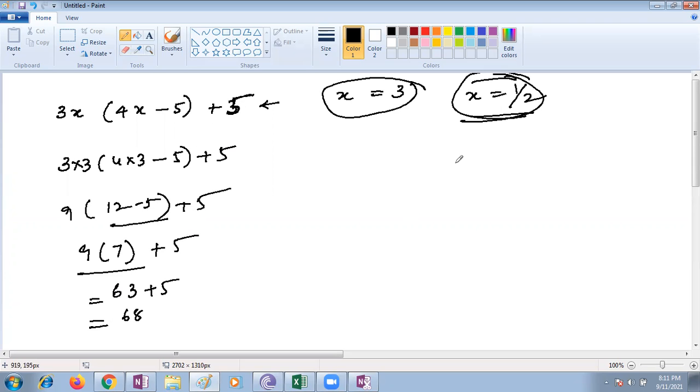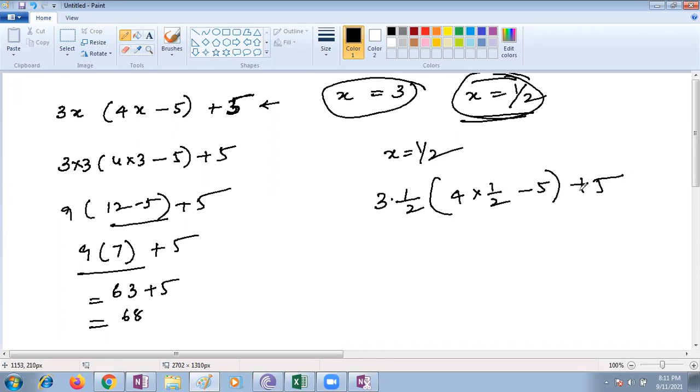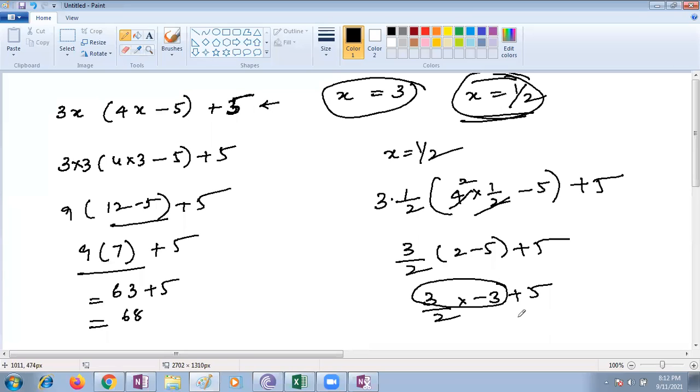Same way, if you substitute x equal to 1 by 2, what is the value? Ma'am, it will become 3 by 2 into 3 by 2, into 1 by 2, minus 3, ma'am. 4 into 1 by 2 minus 5. Ma'am, minus 9 by 2 plus 5. This will cancel, this becomes 2. Very good, Nana. You are correct. So 3 by 2, minus 3 plus 5.